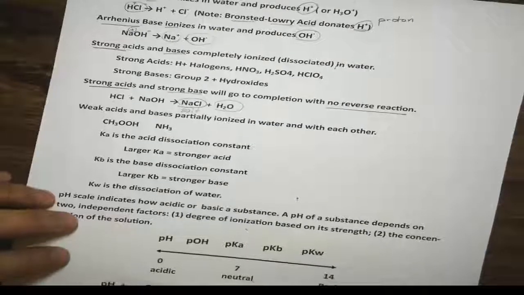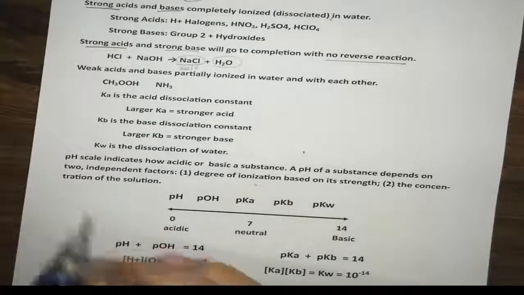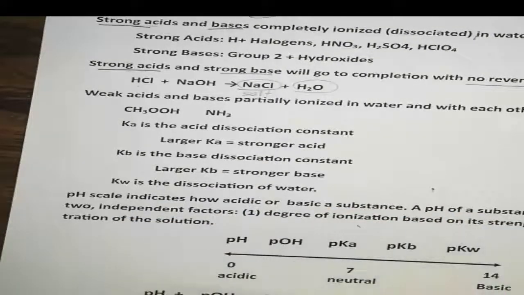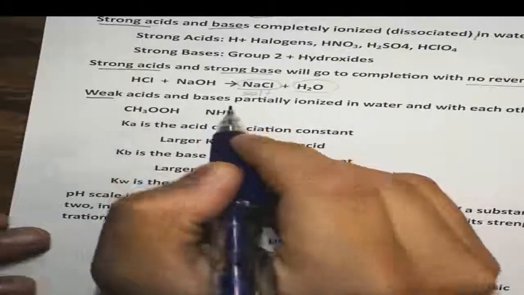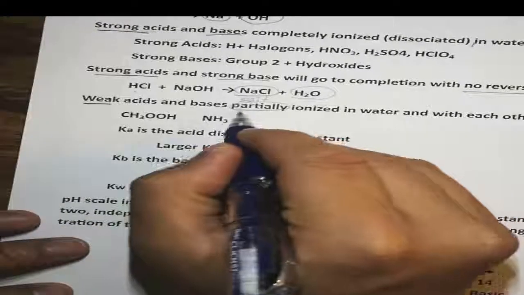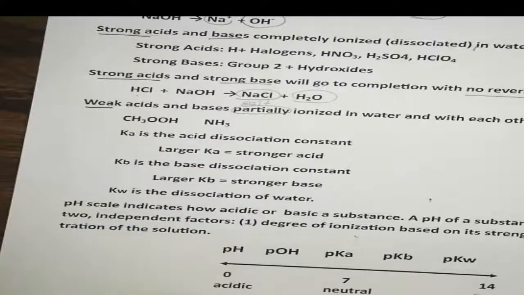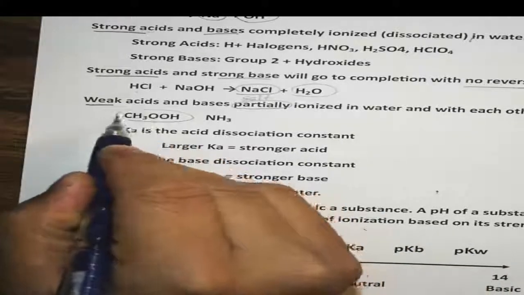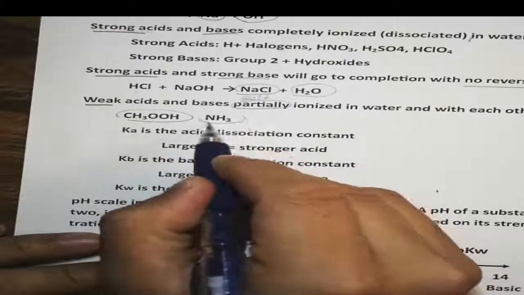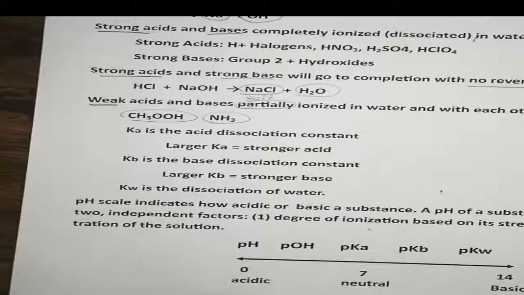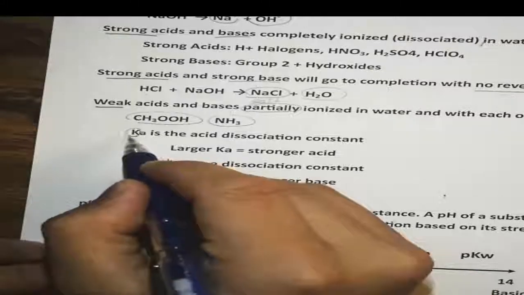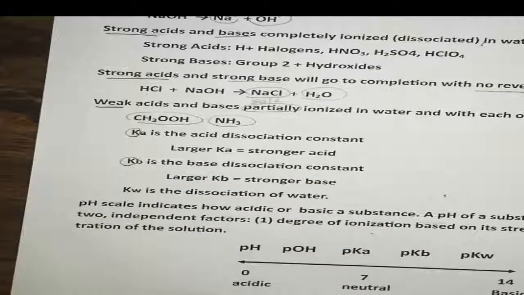Now let's talk about the weak acid and base. Strong acid and base completely ionize in water. Of course, the weak acid and bases will be partially ionized in water and with each other. Here are two common ones. This is the acetic acid right here, and this is ammonia. Notice how we have Ka and Kb. Remember, this is the equilibrium constant.